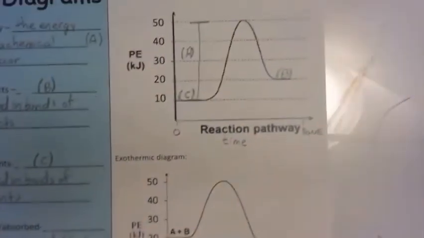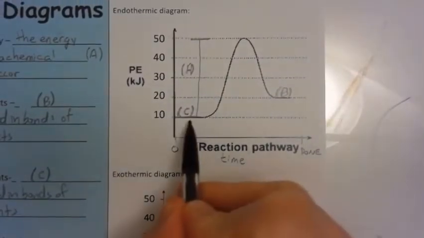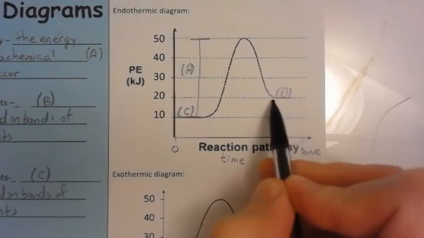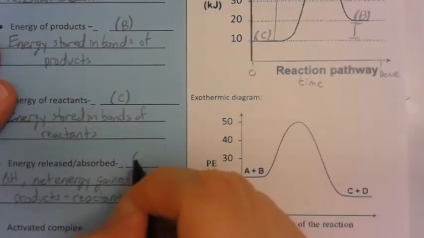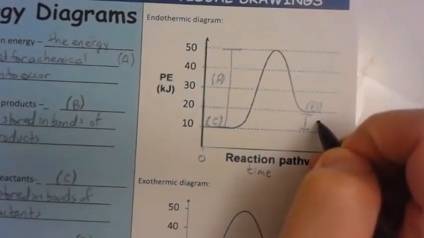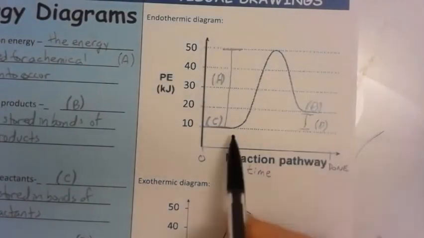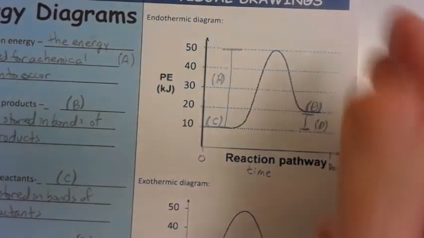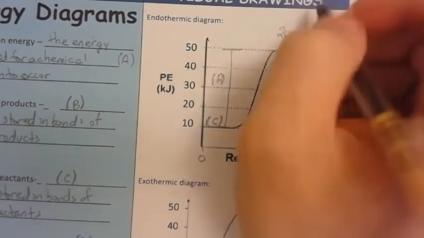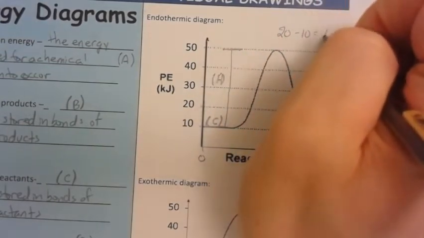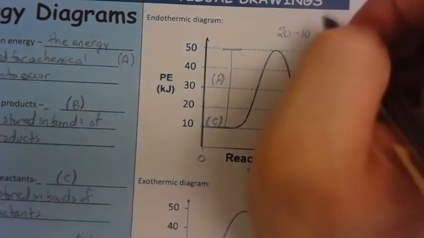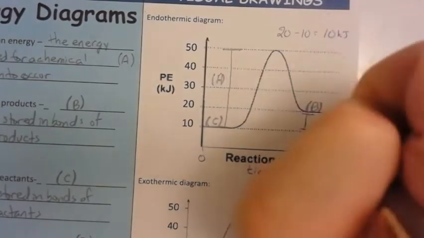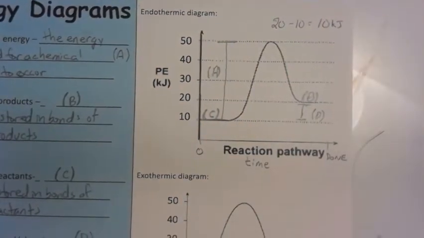Okay, so if we go back to this first energy diagram, we started with the reactants at 10 kilojoules. We ended with the products at 20 kilojoules. So the difference between the two here, if we want to label this as part D, the difference is a positive gain in energy. So if we look at this as the 20 kilojoules of our products minus the 10 kilojoules of our reactants, this particular system throughout its chemical process gained 10 kilojoules of energy stored in the bonds of the products.